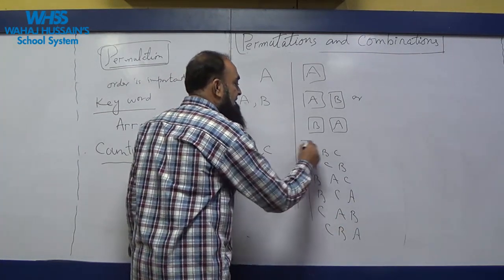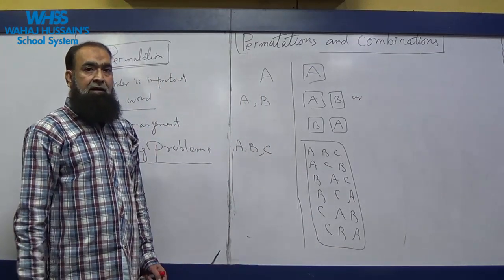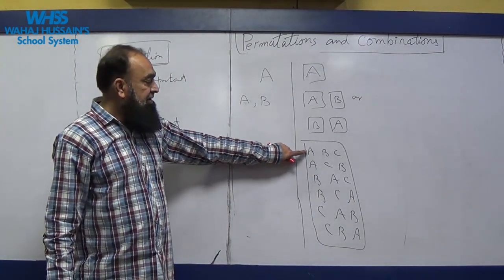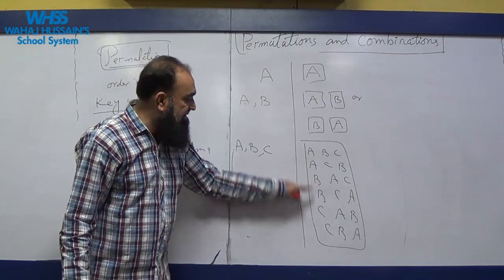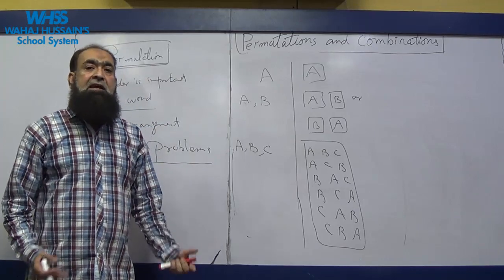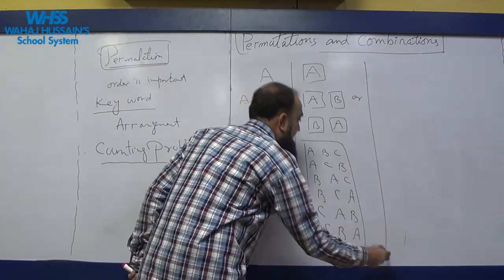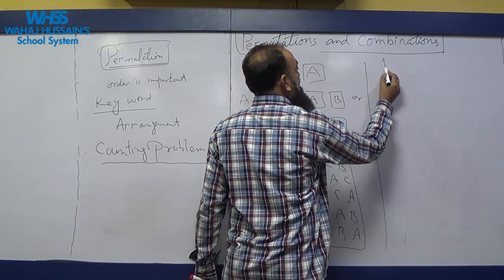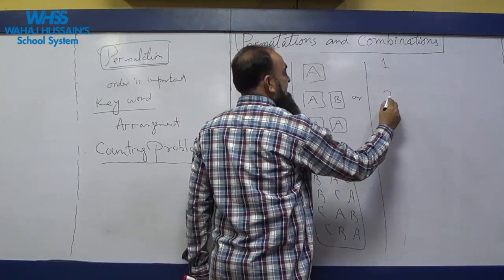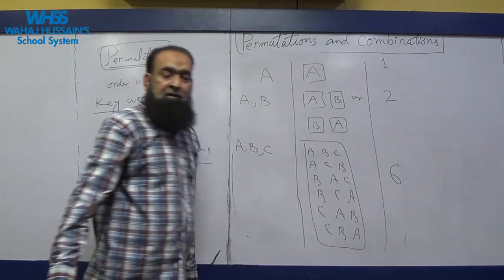All these are unique, and no order is repeating. This is A, B, C and then A, C, B like this. So in this way, if we have three objects, in how many ways we can arrange them, that is the number of arrangements. If I write the number of arrangements, that is 1, then 2, and then you can count 6.